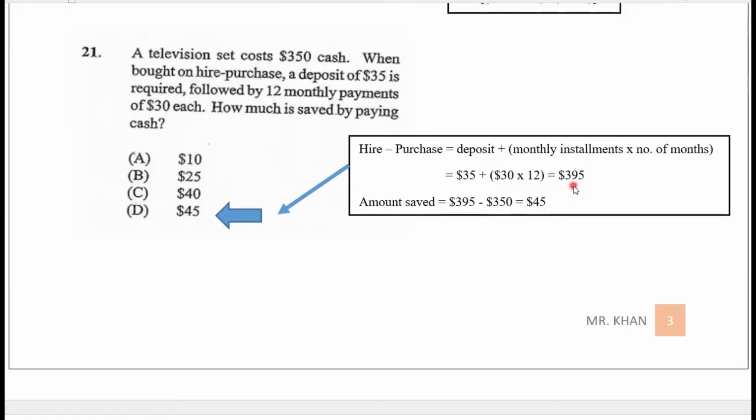Sometimes they say hire purchase plan, right? But it's your hire purchase price. And how much money would you have saved if you bought it cash? You just subtract the 350, which is the television set in cash, from your 395, and you get $45. Easy question, pretty straightforward. So D as in dog.